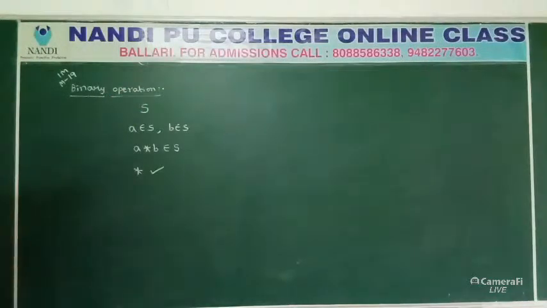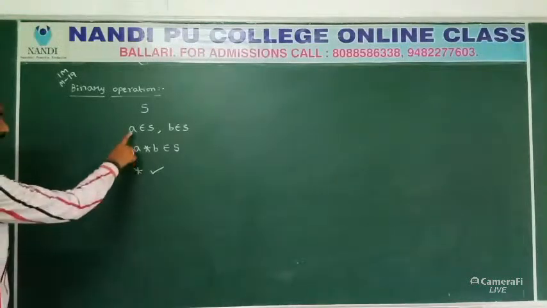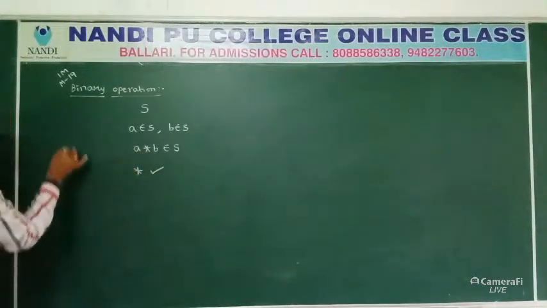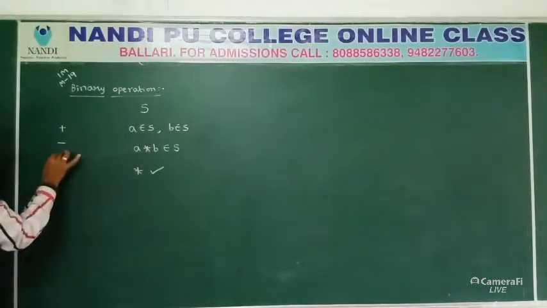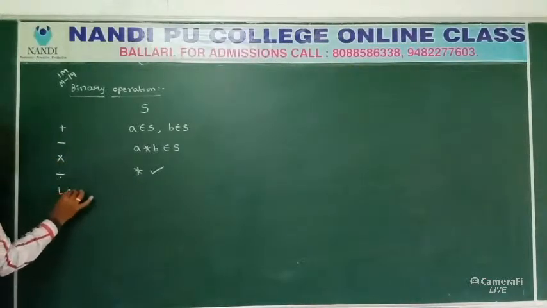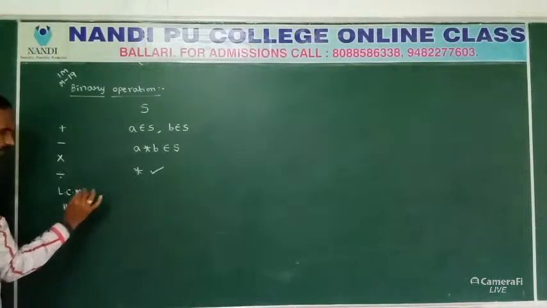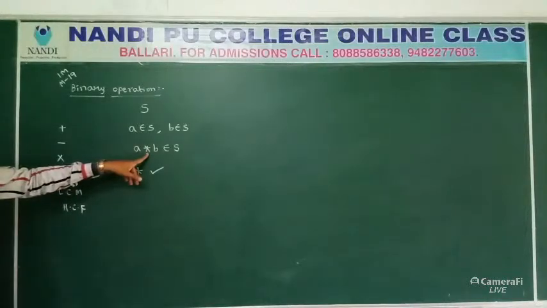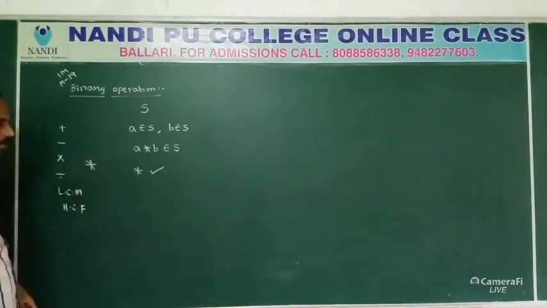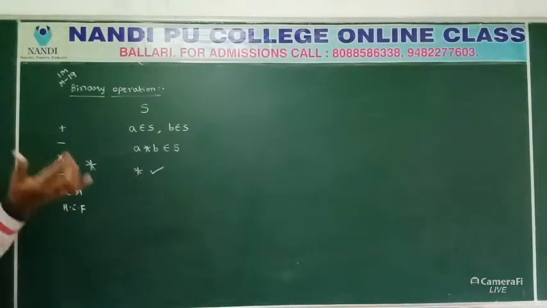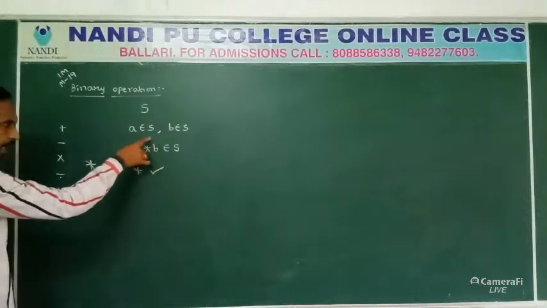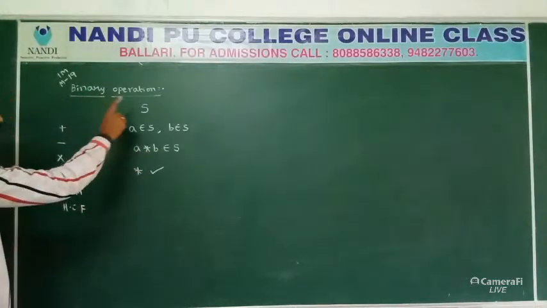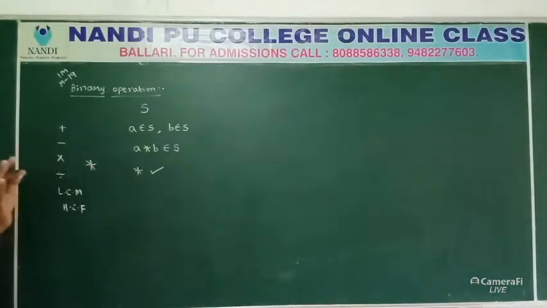What is a binary operation? Take two elements in the set. Apply the operation. Operation is star. Star may be plus, minus, into, divided by, LCM, HCF, or anything. This symbol is star. Now apply the operation, either addition or otherwise. If the result belongs to the same set, then that operation is said to be a binary operation. If not, it is not a binary operation.